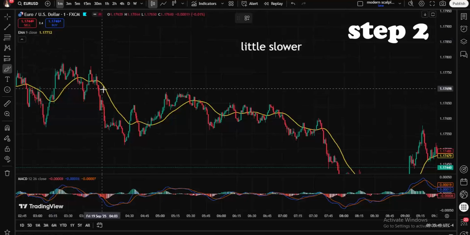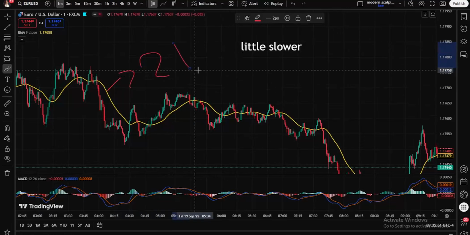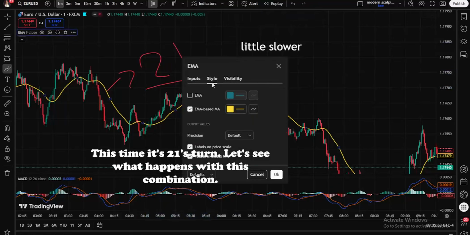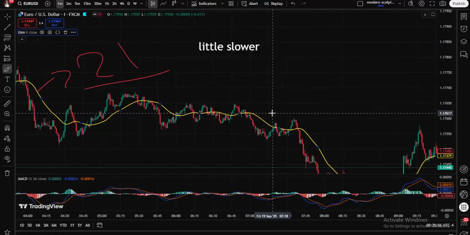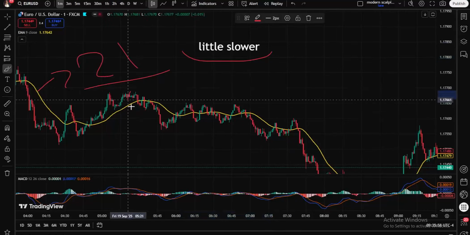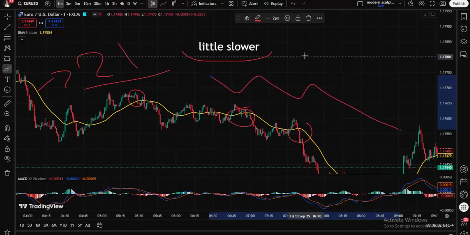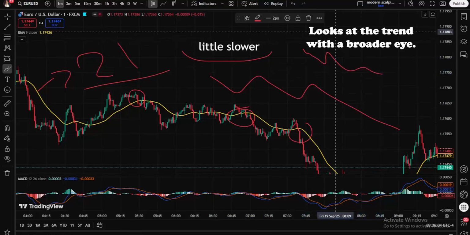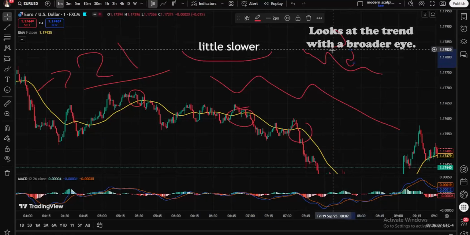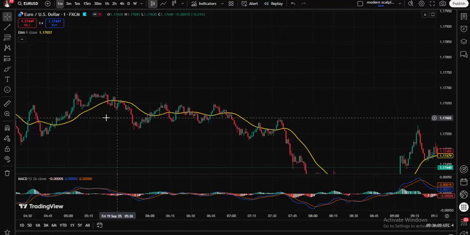Part 4. Combining EMA 21 plus MACD in scalping. Now let's move on to EMA 21. This one is a little slower. When the price goes up and down, EMA 21 does not react as quickly as EMA 9. Some people think that its slowness is a weakness, but the truth is exactly the opposite.